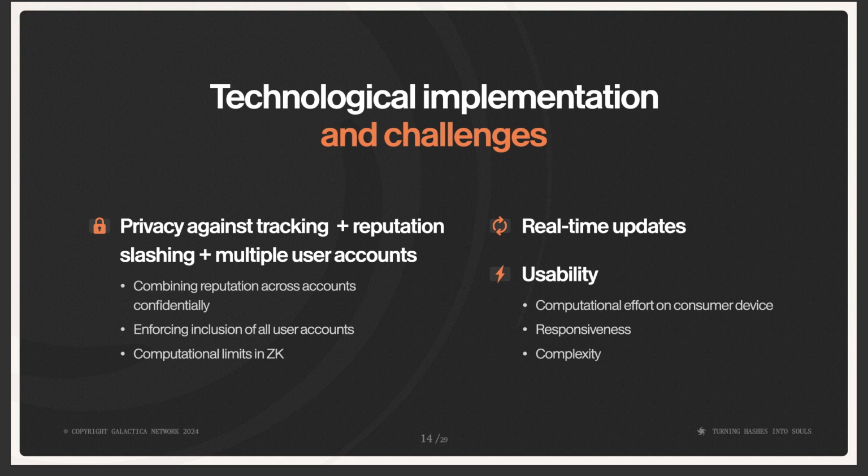And one of the points where we found the biggest problems is if we want to combine privacy against tracking with reputation slashing and multiple user accounts. So to explain a bit what this is about, the privacy against tracking part relates to whenever you do an activity on-chain, where, for example, you prove to a DApp that you are from a particular country, or you prove to another DApp that you're at least 18 years old, or you interact with a certain platform. Each of those actions leaks a little bit of data about you.